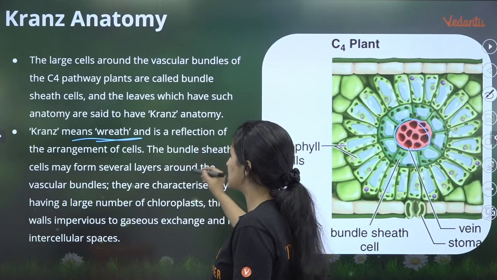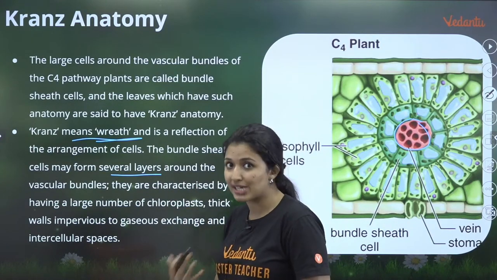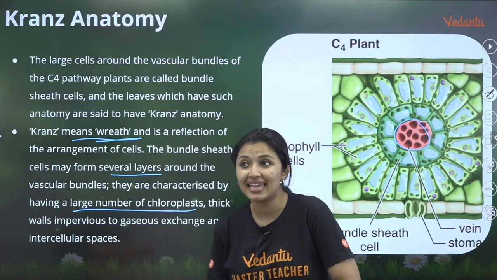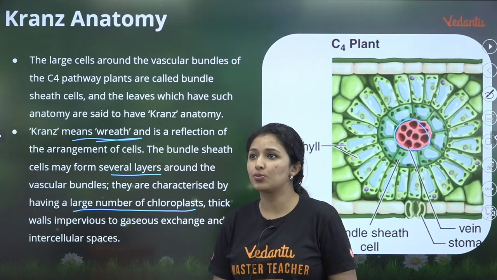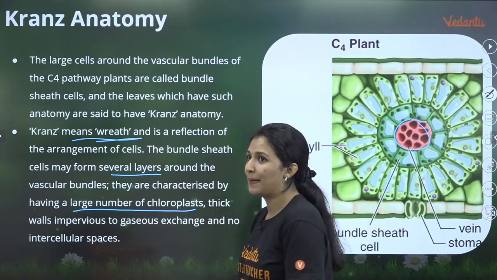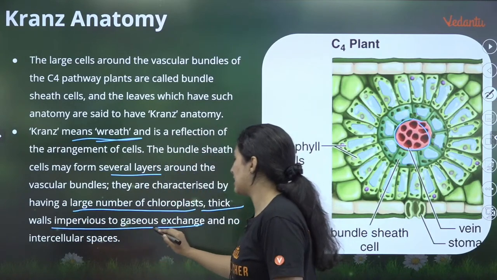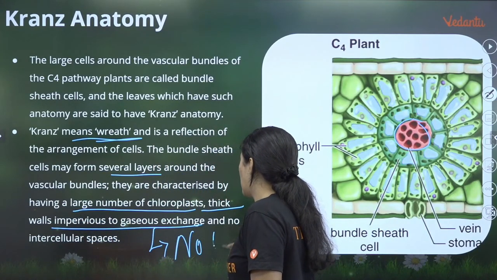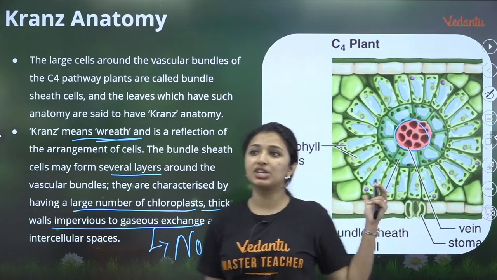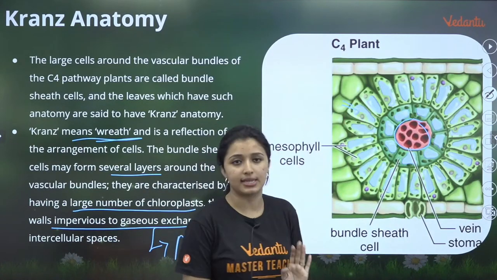So here, the bundle sheath cells are there, several layers of them. What is the special character of the bundle sheath cells? One is they have a large number of chloroplast, which was not there before. We're going to put the Rubisco into jail. Now, thick walls, impervious to gaseous exchange. That means no oxygen allowed. These bundle sheath cells will not allow oxygen to enter the cell or carbon dioxide to exit the cell.